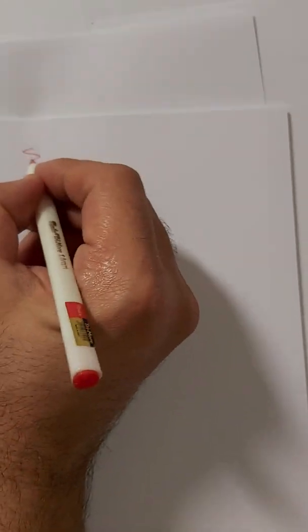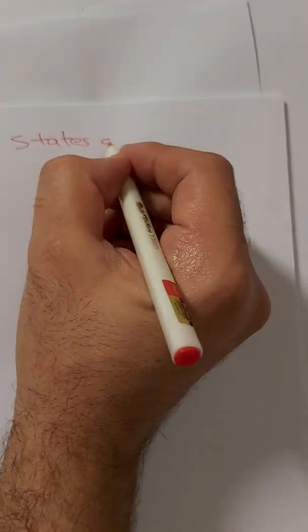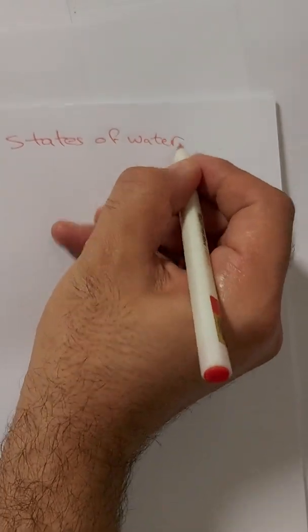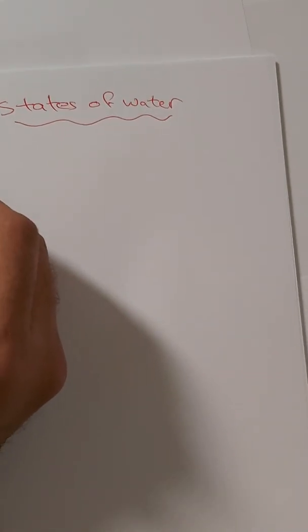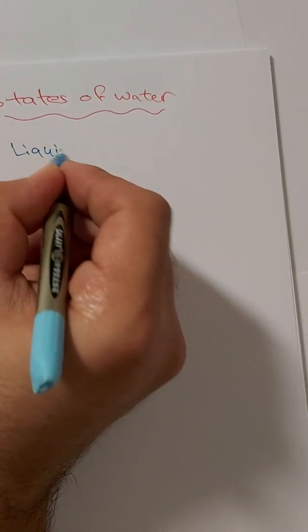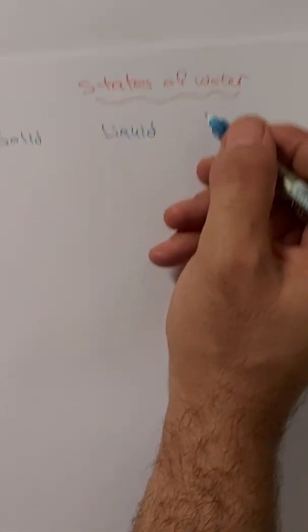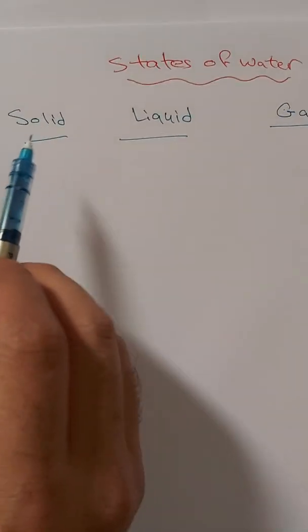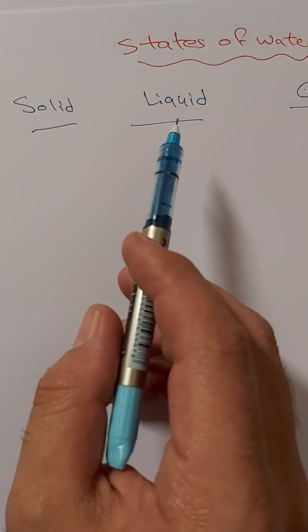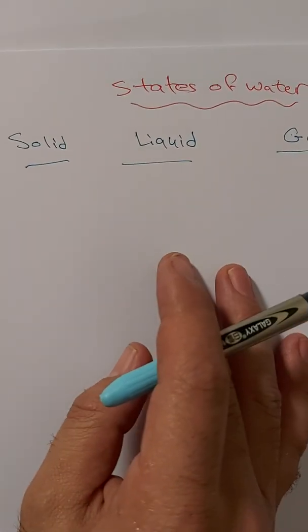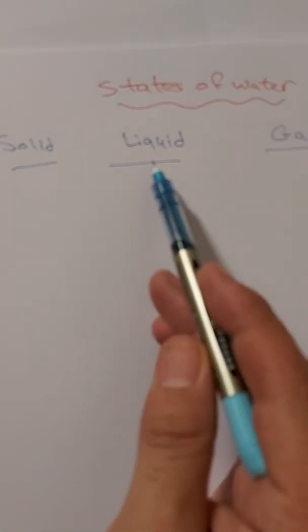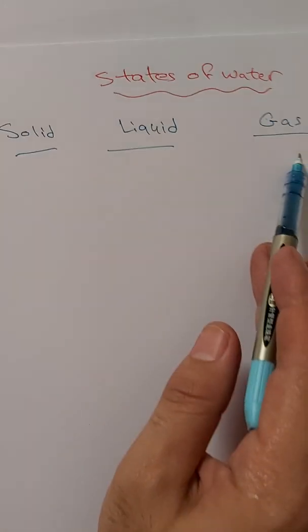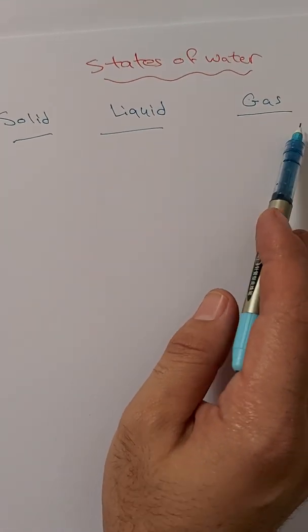So, last period we finished the states of matter, or the states of water, and we said we have three different states of matter: solid, liquid, and gas. Then we continued with the main characteristics of solids, liquids, and gases. Solids have definite shape and definite volume. Liquids have only definite volume, not definite shape, because they take the shape of their container, and gases have no definite shape and no definite volume.